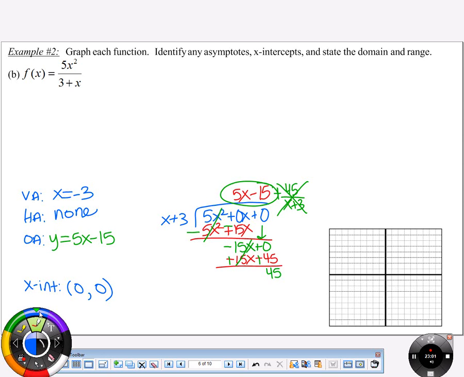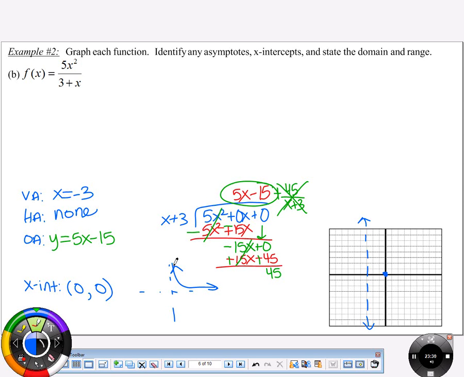To put all of our asymptotes on here, let's go ahead and put our vertical asymptote at x equals negative 3. And we can put our x-intercept at 0, 0. Our oblique asymptote is going to kind of be a pain. Because the thing is, you guys are used to the graphs looking like this. And then our curves tend to follow them like this, right?